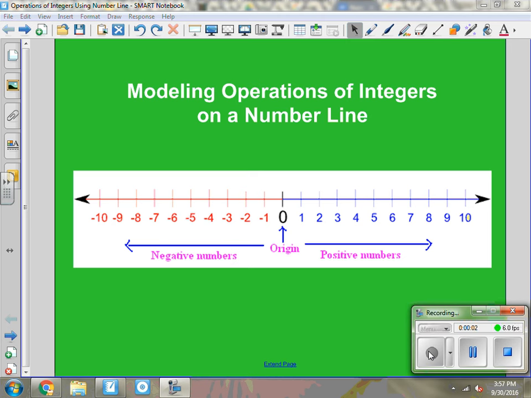Alright, so today we are going to be learning how to model our operations of integers using a number line. I have a number line up here. Remember, 0 is what we call the origin of the number line, and our positive numbers are to the right, and our negative numbers are to the left.